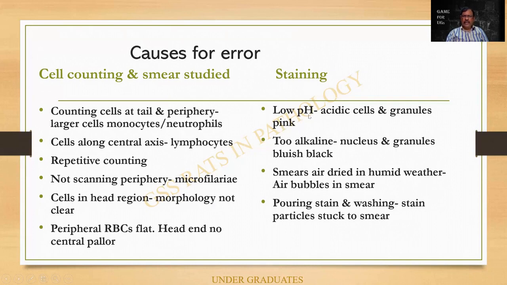Low pH means an acid pH. The cells are acidic and all the cells appear pink. I do not find any blue granules. Too alkaline means they become dark blue or bluish black. And sometimes when the smear is air dried in humid weather, there can be air bubbles.